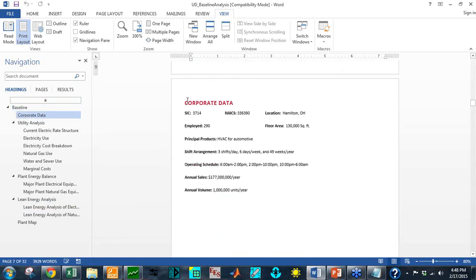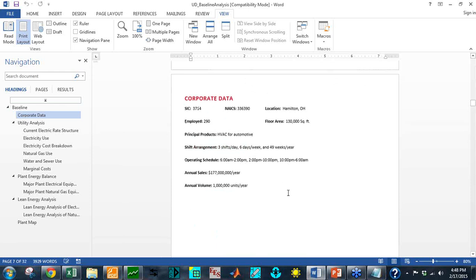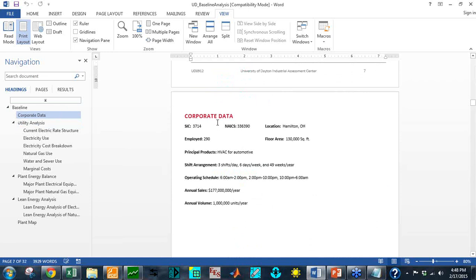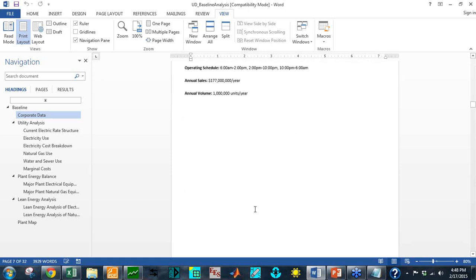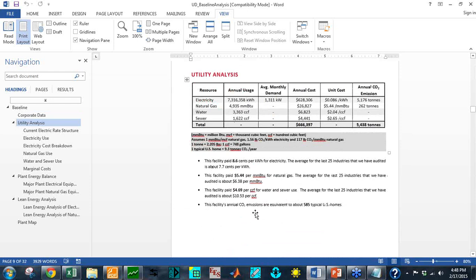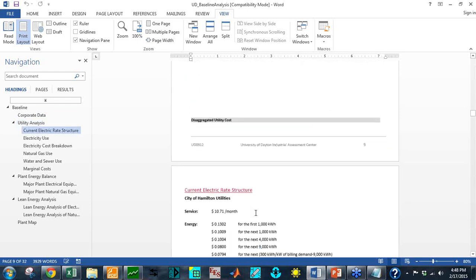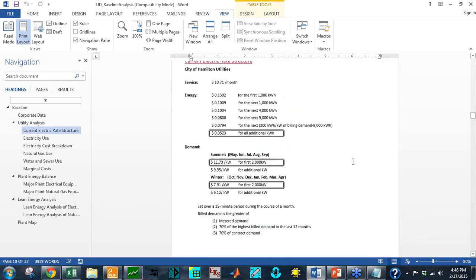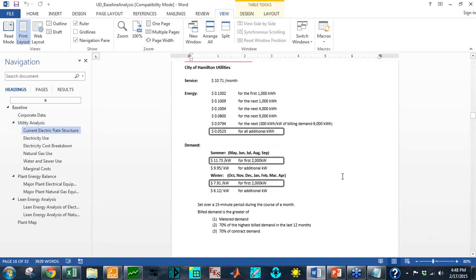Right. Yeah, so this is what it looks like. We have the corporate data, which was from that pre-assessment letter that I showed you, the one that was filled out, just to have at our leisure. Again, this just goes into Rutgers. You all know the pain. So we have it right there, ready to go. And then here's the utility analysis you saw. I'm missing a graph. There it is. And then their current electric rate structure, which you saw directly on the PowerPoint.